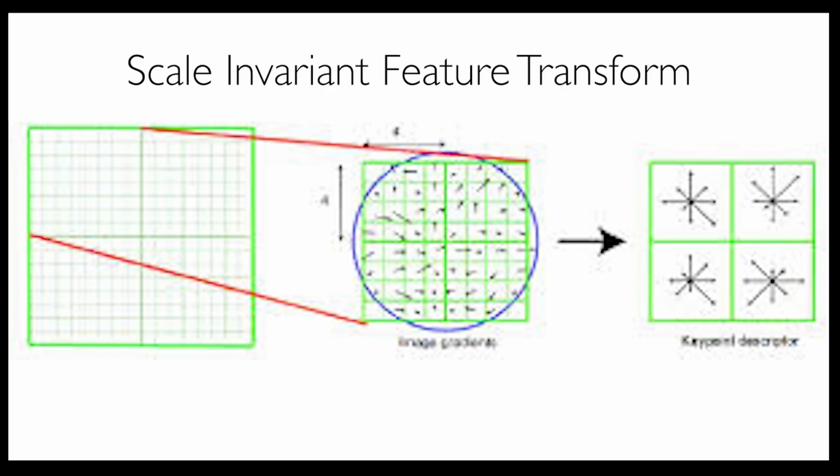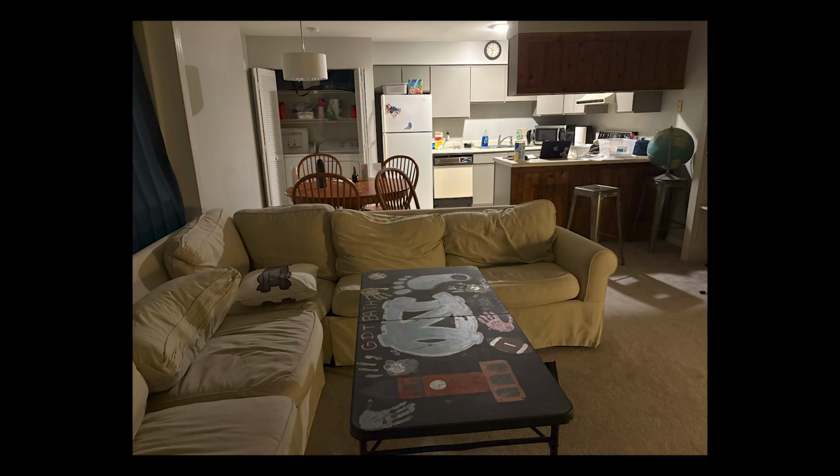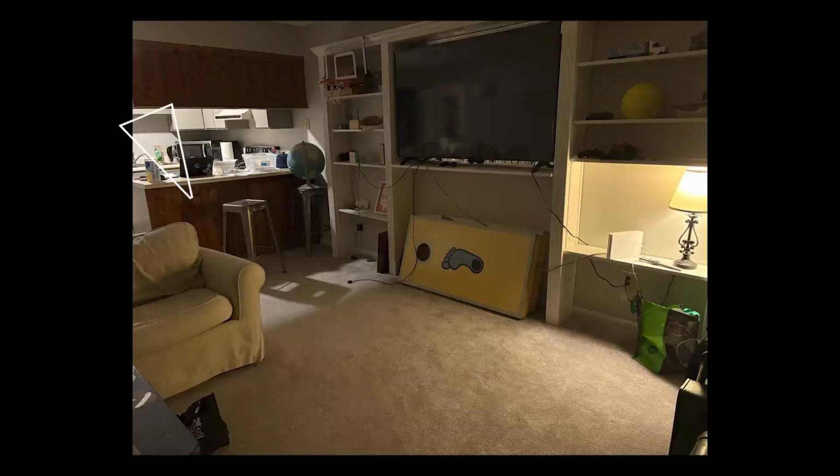SIFT is scale invariant feature transform. Think of how to detect a feature. The most straightforward way is to look for copies of that pattern of pixels. However, what if that feature is larger or smaller in another image? How do you find it then?